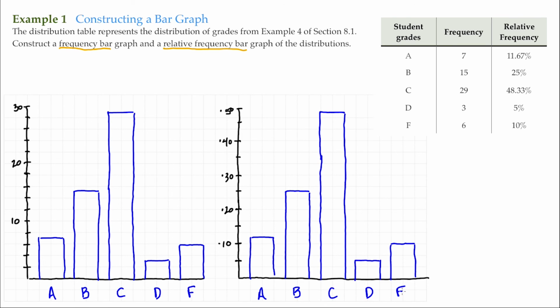And as you can see, the graphs are exactly the same except for the scaling. One represents a number count, and the other one represents a percentage or a relative frequency. And there you go.